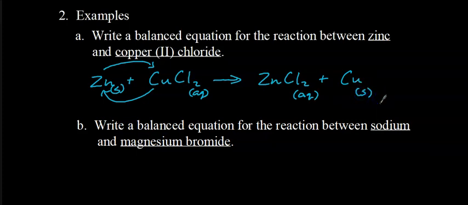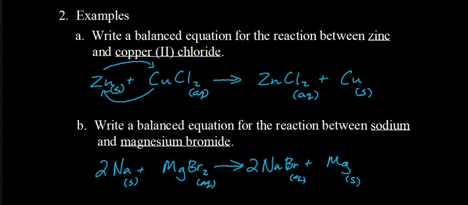And like always, we want to balance. In this case, everything is already balanced. So there you have it. All right, go ahead and try one on your own. Write the balanced equation for the reaction between sodium metal and magnesium bromide. Be sure to check the activity series and see if this reaction can occur or not. If not, don't write a chemical equation. Go ahead and pause the video and do that now.